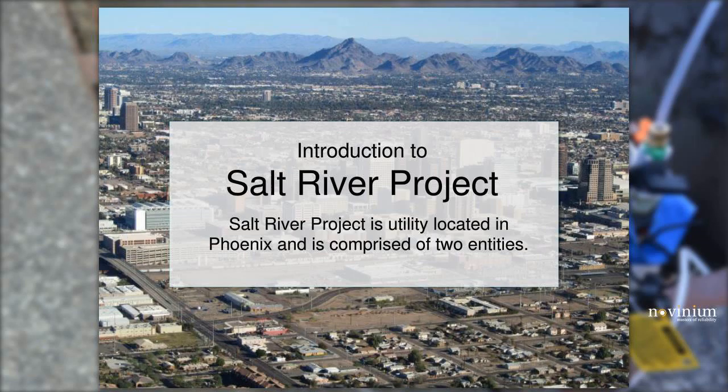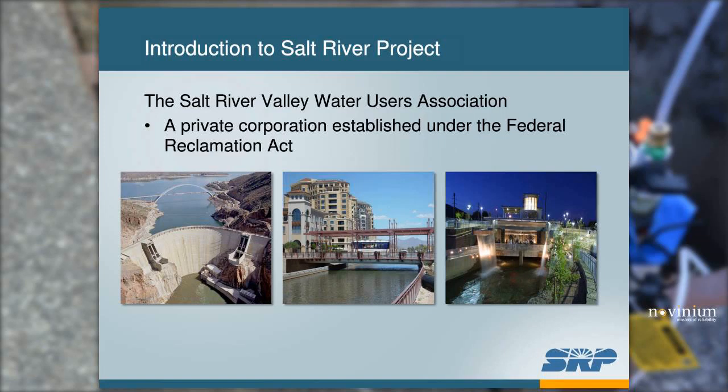First, I'd like to just give you a brief background into Salt River Project. We're a utility company located in the metropolitan Phoenix area, and we're primarily composed of two entities. The first entity is our Water Users Association. This side of our business was established as a private corporation under the Federal Reclamation Act. This is essentially where we got our start, and this all occurred in about 1905.